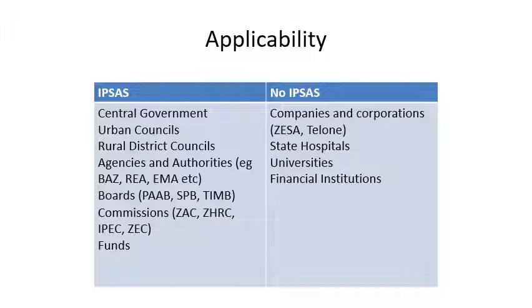IPSAS applies to central government, urban councils, rural district councils, agencies and authorities, boards, commissions, as well as funds. However, companies and corporations such as ZESA and Tier 1, state hospitals, universities, as well as financial institutions would not need to apply IPSAS and would rather apply IFRS.